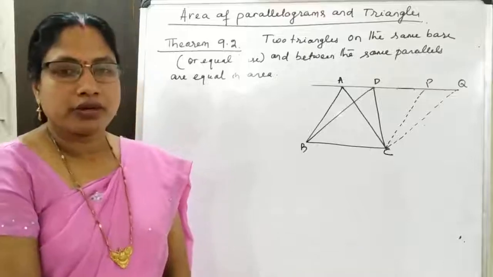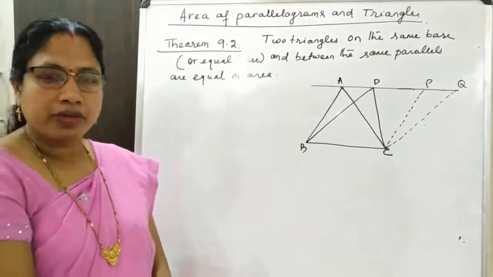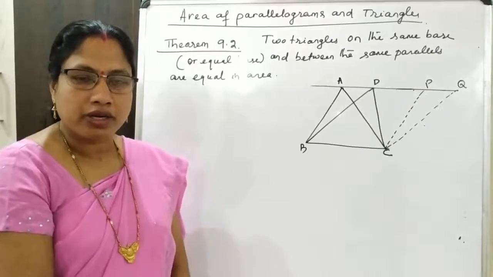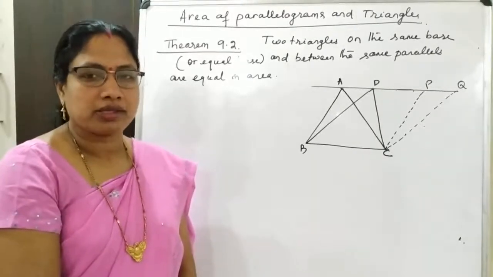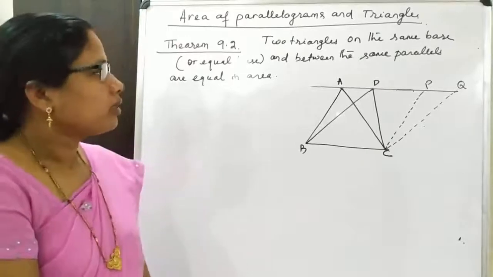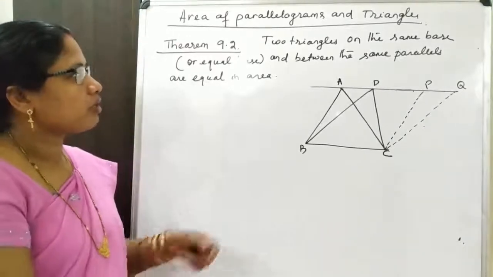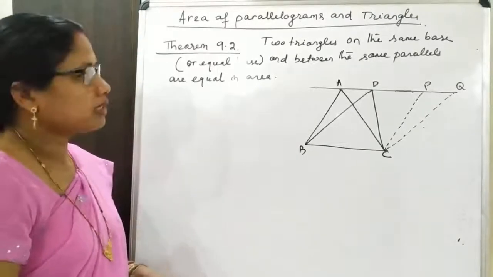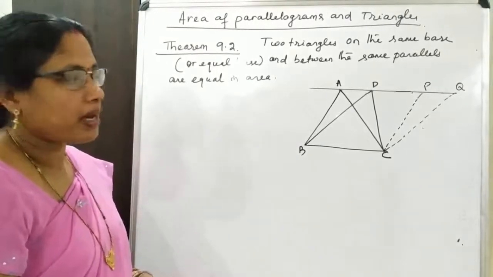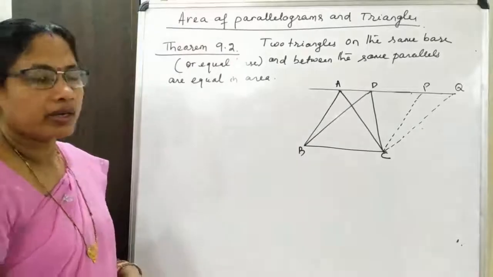Dear students, in our previous class we have proved a theorem, that parallelograms on the same base and in between the same parallels are equal in area. So here let us prove this theorem: two triangles on the same base or equal base and between the same parallels are equal in area.